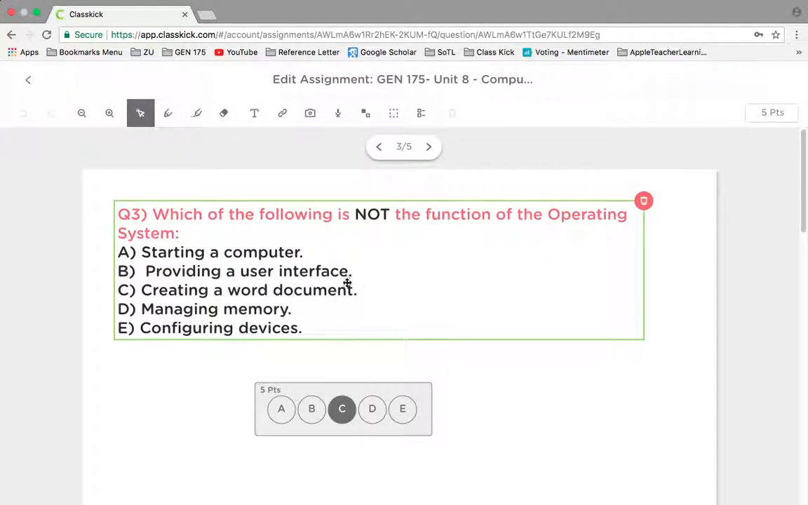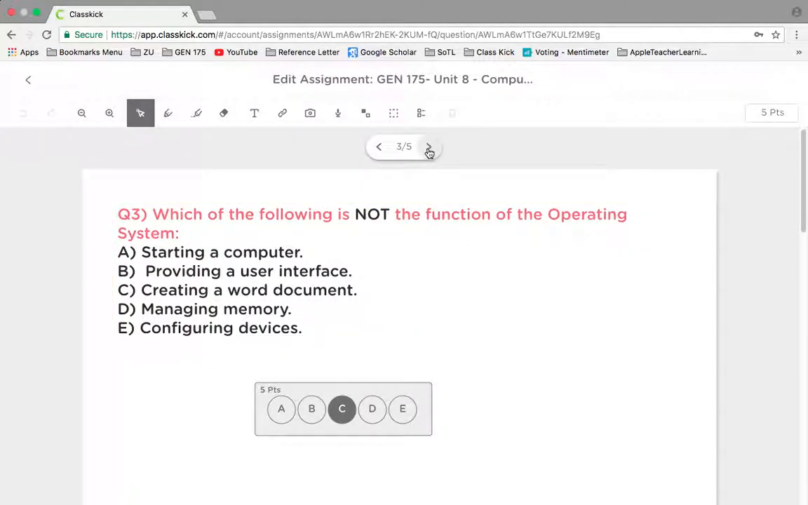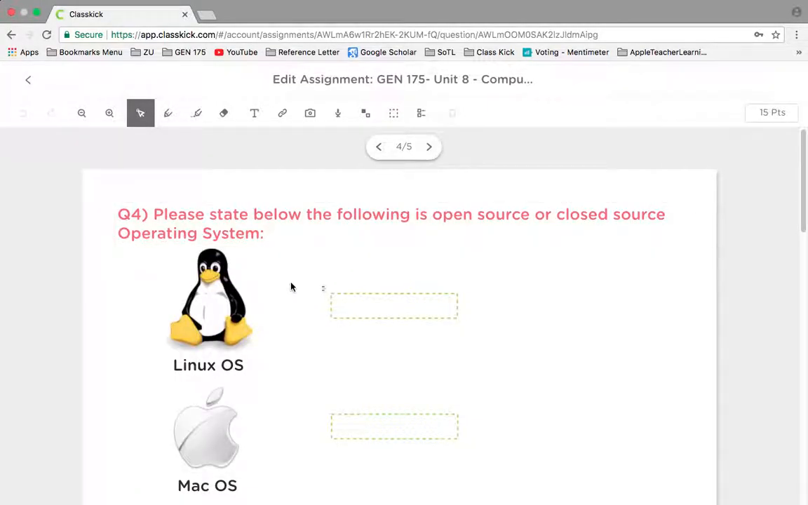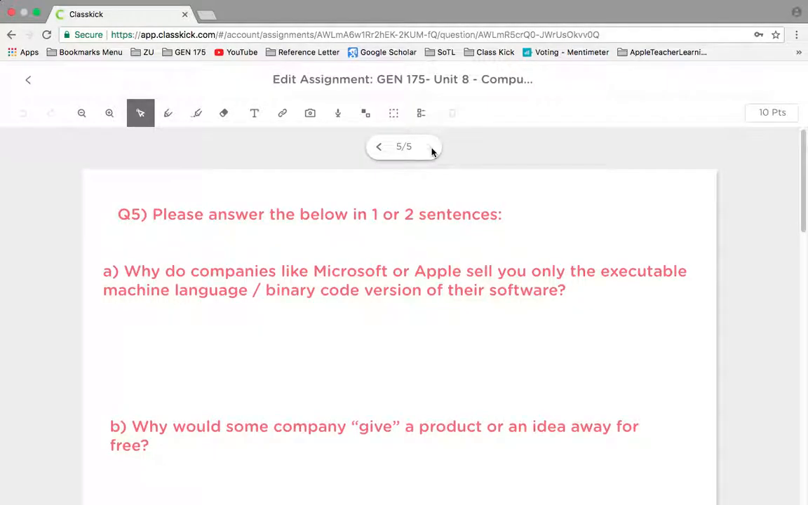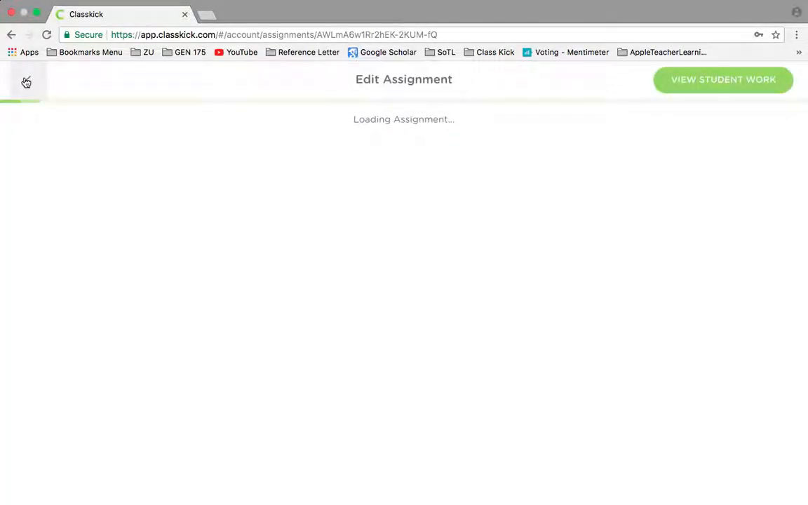Question number 3 was a multiple choice, so this was fairly easy. Question number 4 was a critical thinking question. And for question number 5, I just told them to write a short answer, basically 1 or 2 sentences. So if you see, my assignment was worth 50 points.